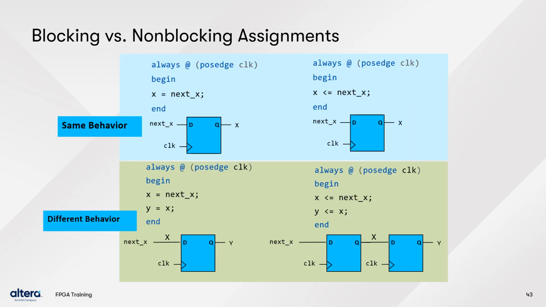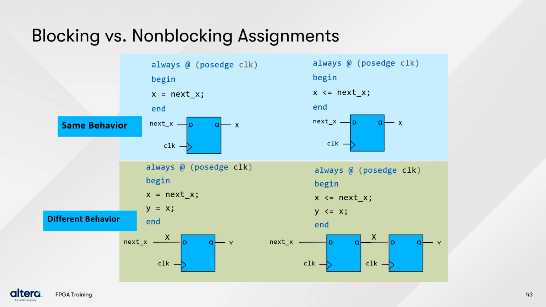Here's a great illustration of how blocking and non-blocking assignments are synthesized. On top in the blue section, we have x equal next_x because there's only one statement inside both the blocking structure on the left and the non-blocking structure on the right. They both infer the same logic, and the logic synthesizes into a single flip-flop.